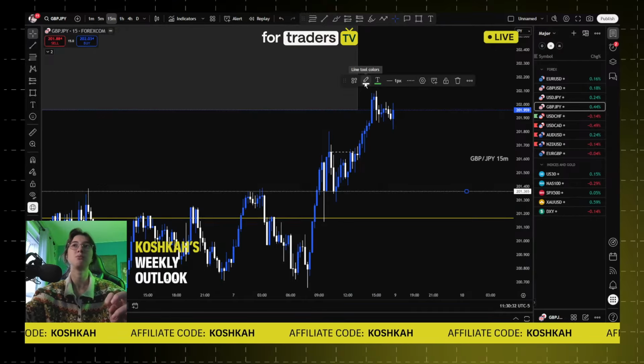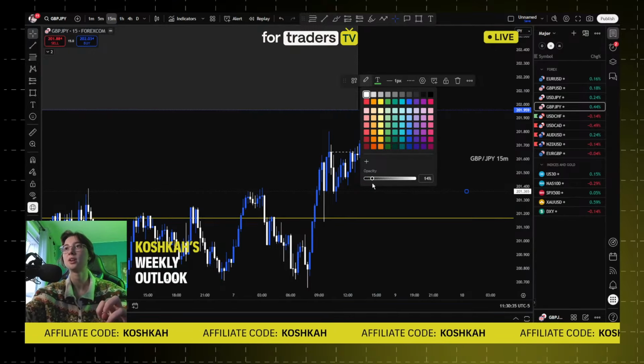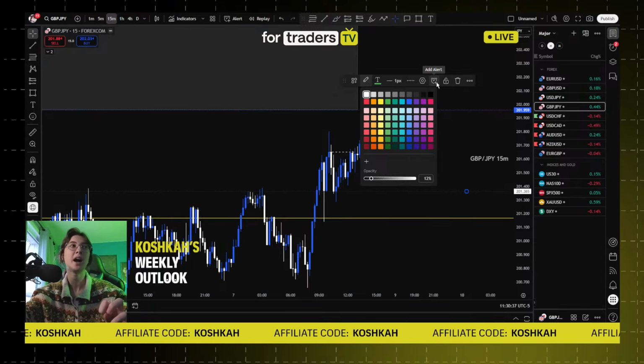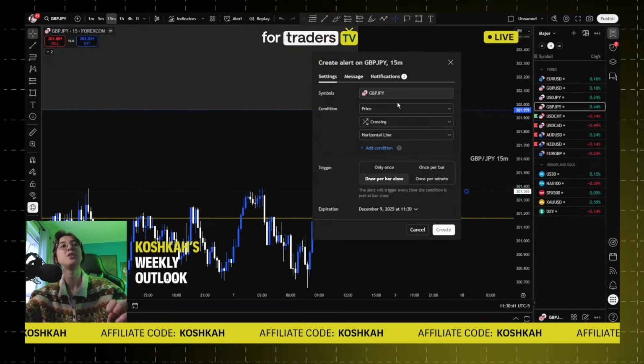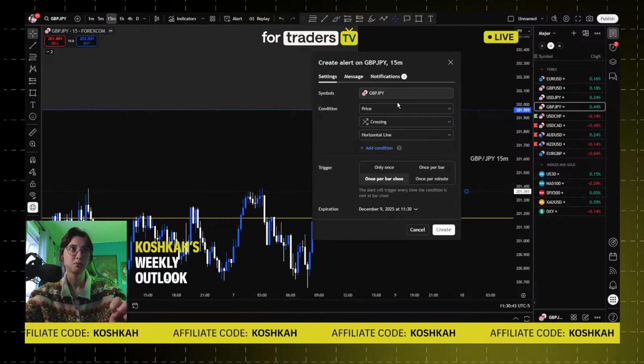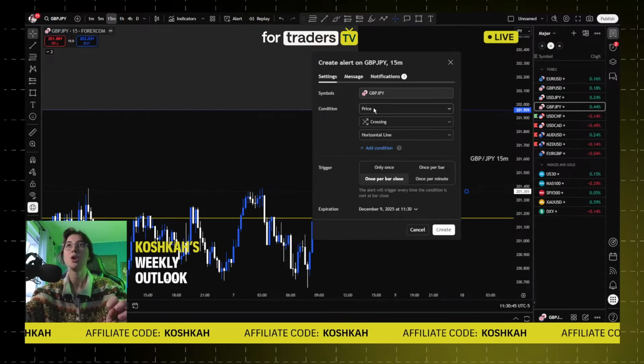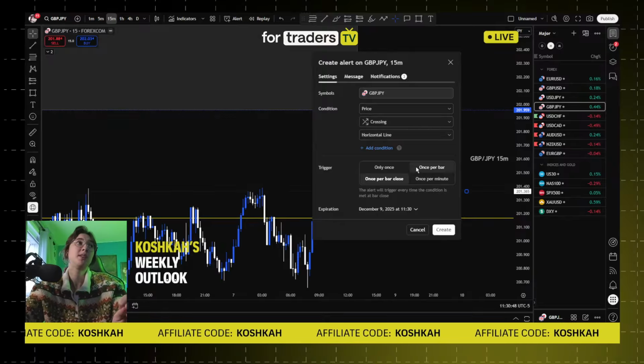So this is where you should modify the chart color, whatever. But basically you click on Add Alert right here, and something like this will appear, okay? So this is where you can customize your alerts by what you want them to do.